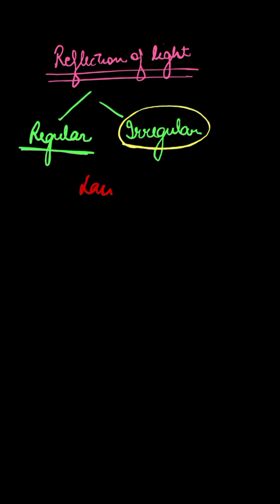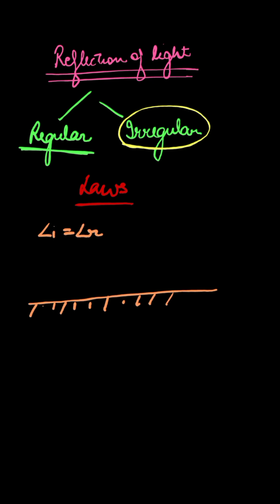So, there are two laws of reflection. The first is angle of incidence is equal to angle of reflection. What it basically means is that suppose this is a mirror, and this is a normal. Now if a light falls here, and it gets reflected like this, the angle of incidence is equal to the angle of reflection. So the angle at which the light falls is the same angle at which the light is reflected, measured from the normal.